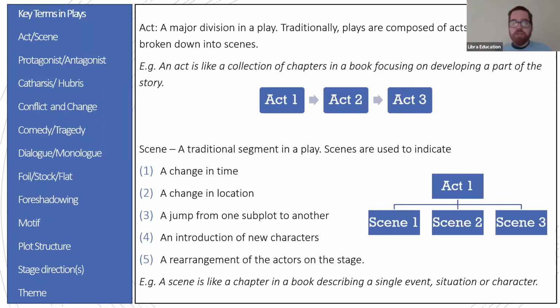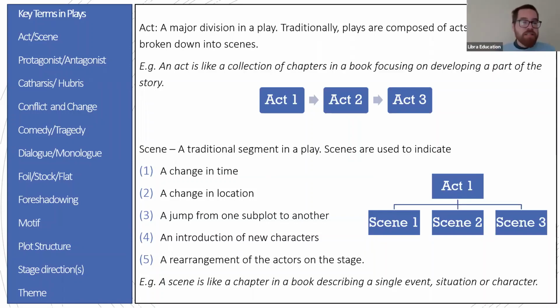So it's a great way for a playwright to show that something has happened in between scene 1 and scene 2, or as well in between act 1 and act 2. So it could be that you'll have a scene at the start of the play where the characters are talking about an event, and then later on in a scene, perhaps scene 3, the characters will be talking about something that's happened since then. So a change in time and a change in location are very easy to do through setting different scenes in different areas.